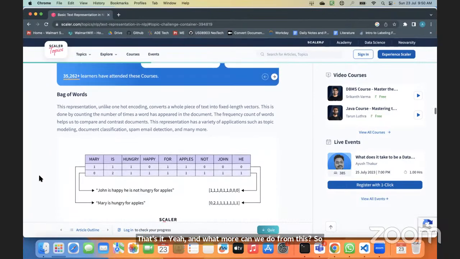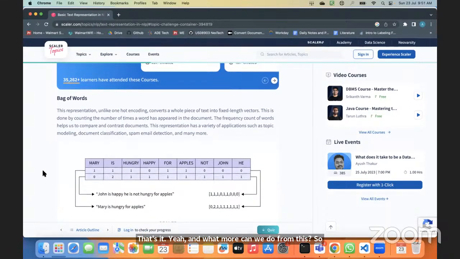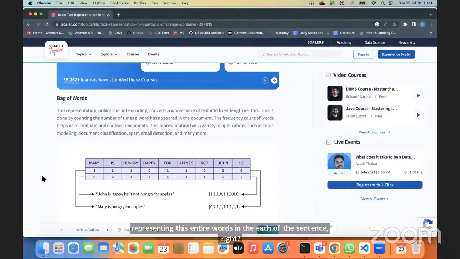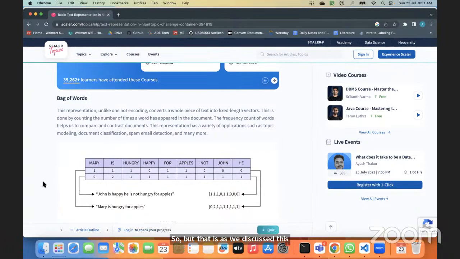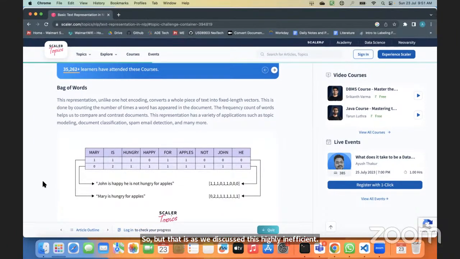And what more can we do from this? Let's say the document has 10 sentences. What are you doing in one hot encoding? You're using 10 different matrices which are representing the entire words in each of the sentences, right? But that, as we discussed, is highly inefficient. So to optimize it a little bit, they introduced bag of words.